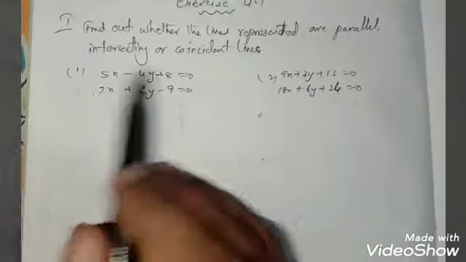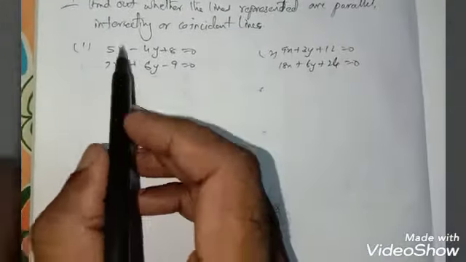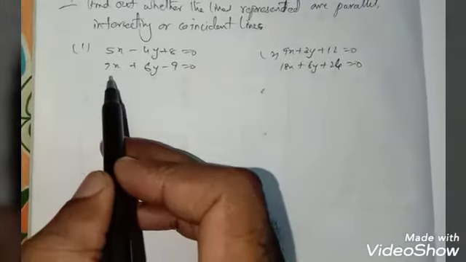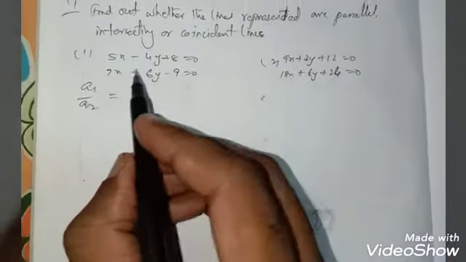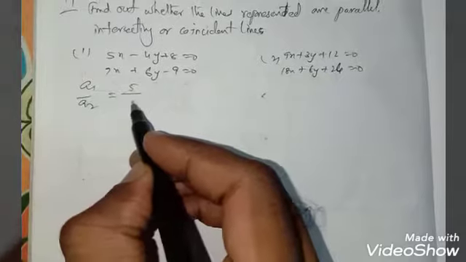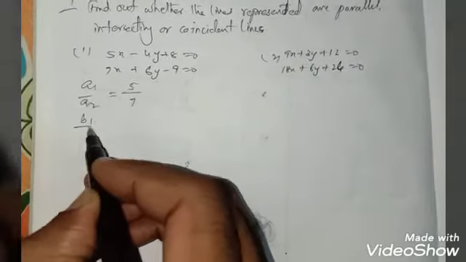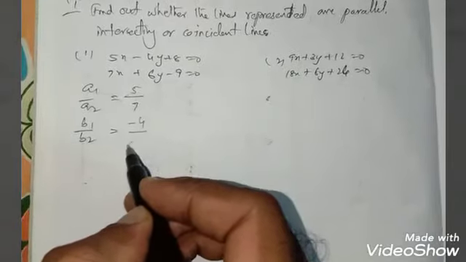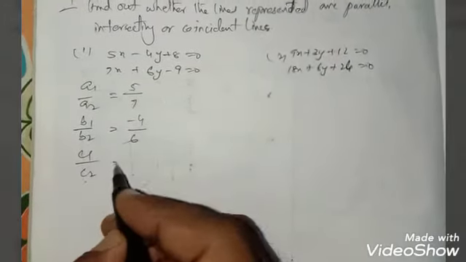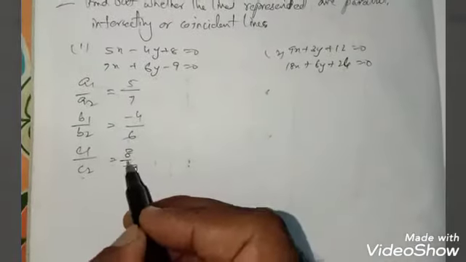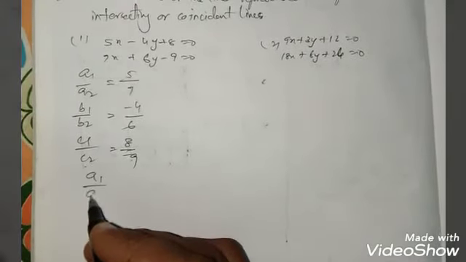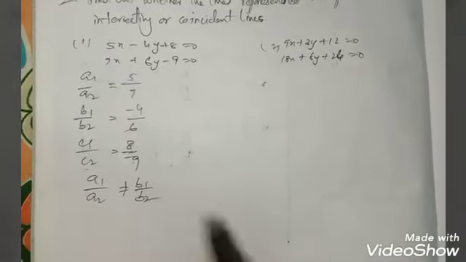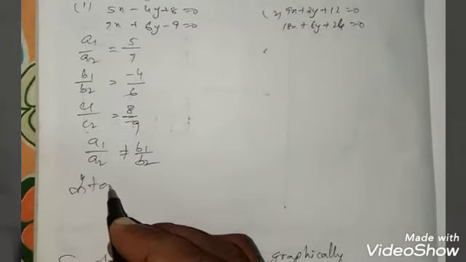So here there are two equations, two problems. In that, the first one is given as 5x minus 4y plus 8 equal to 0 and 7x plus 6y minus 9 equal to 0, right? So in that, what we have to show first is whether a1 by a2, that is their ratios, are equal or not. Now a1 value is 5, a2 value is 7. Next, b1 by b2: b1 value is minus 4, b2 value is 6, and here c1 by c2 is nothing but 8 by minus 9. Now see whether these ratios are equal or not. So the ratios are not equal, so I can say a1 by a2 is not equal to b1 by b2. So naturally we can say it is intersecting lines.